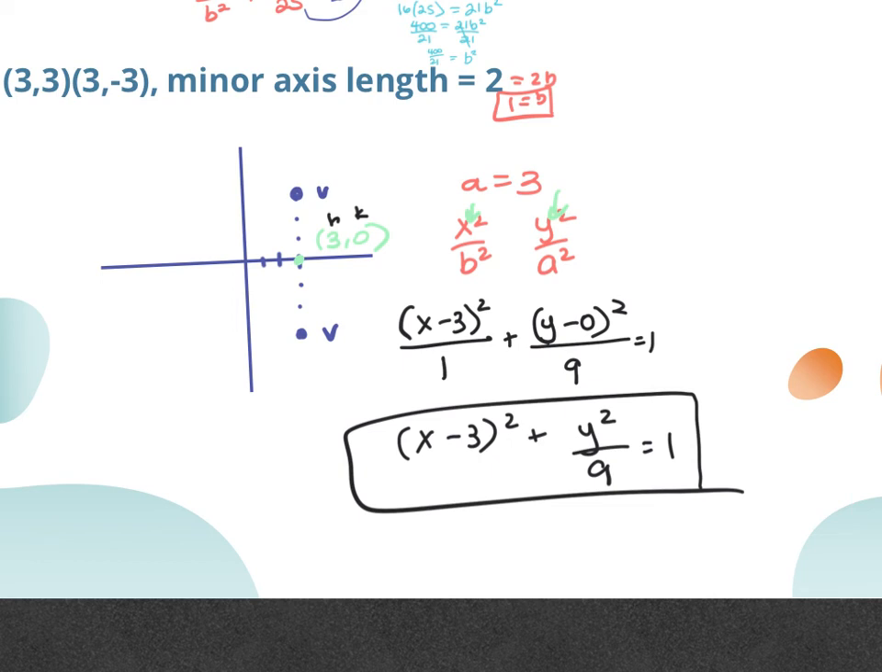So the H and the K come from the center? Correct. And since this is a vertical line, you use the vertical formula? Correct. The vertical tells me the A goes under the Y. Questions?